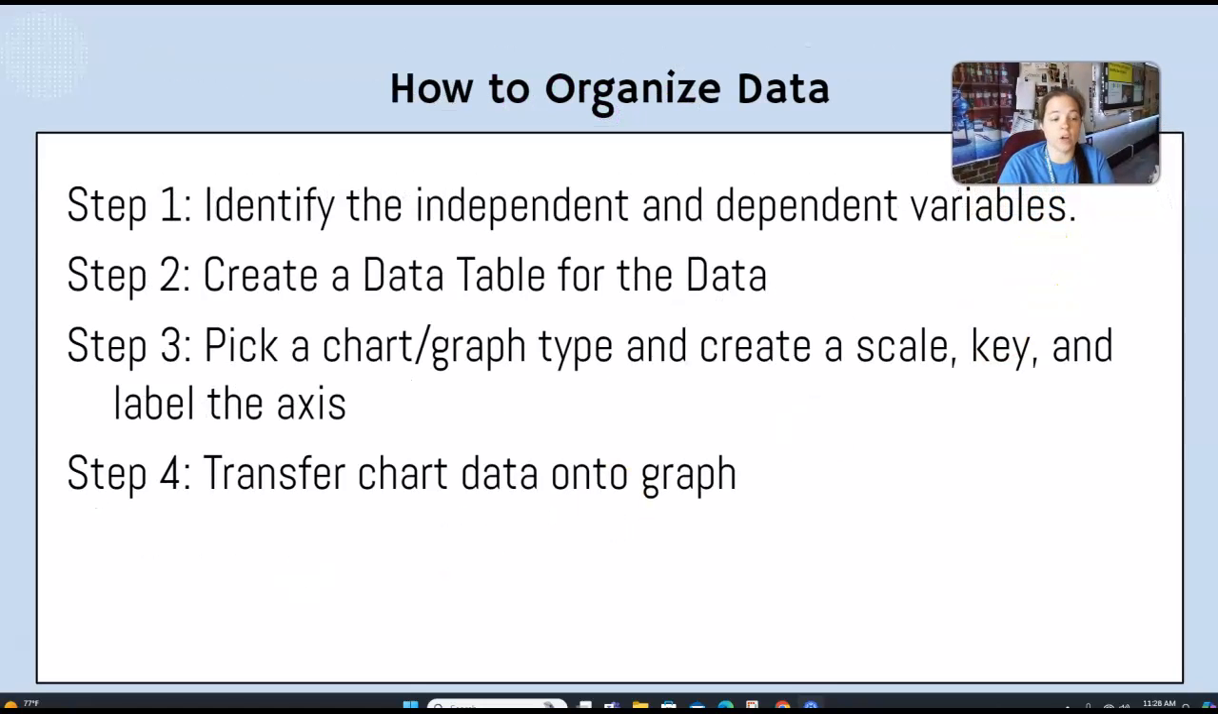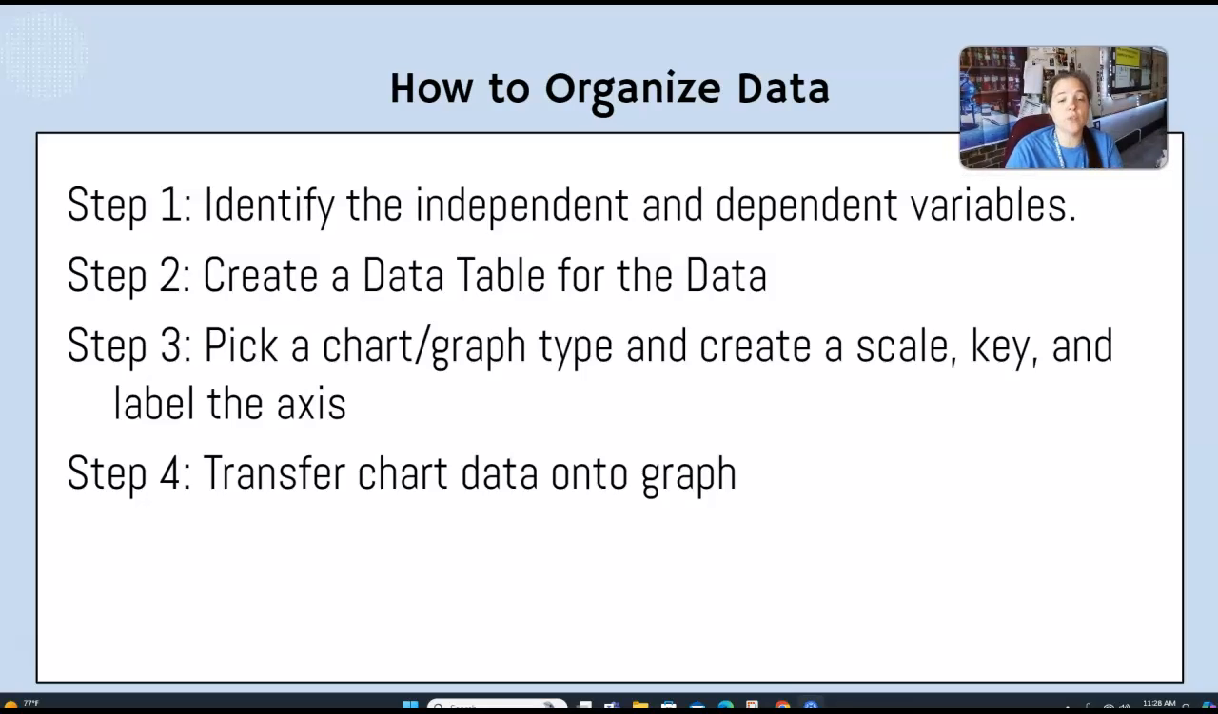Okay, organizing our data. Identify the independent and dependent variable. Independent, the thing you're measuring. Dependent, the thing you changed. No, I switched it. Independent is the thing you changed. Dependent is the thing you measure. You have to have a data table to put the data in.